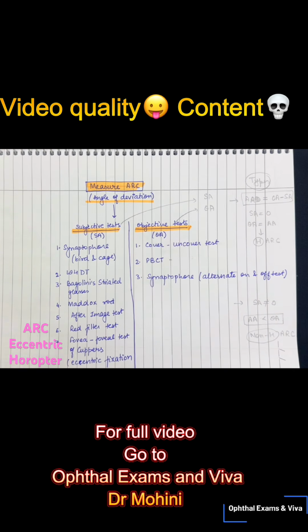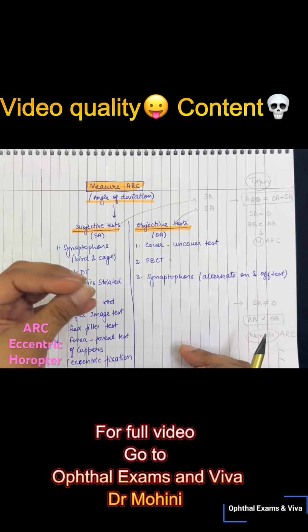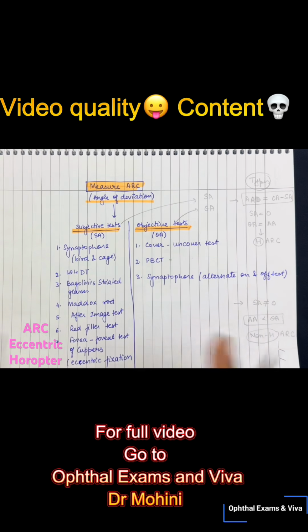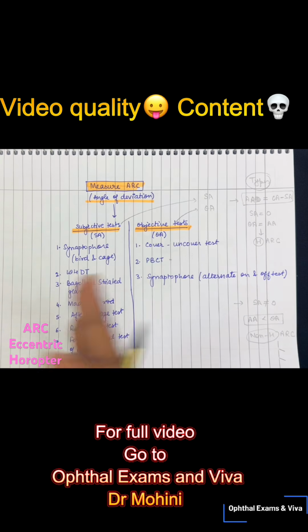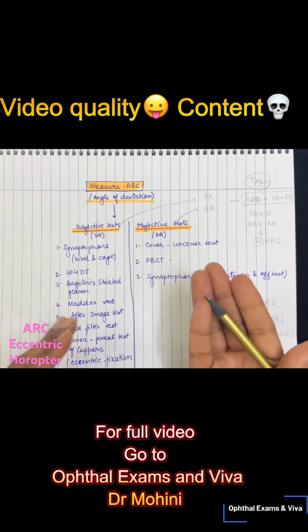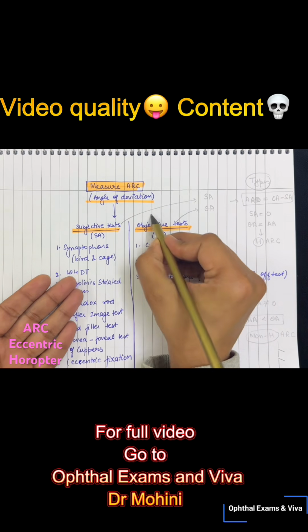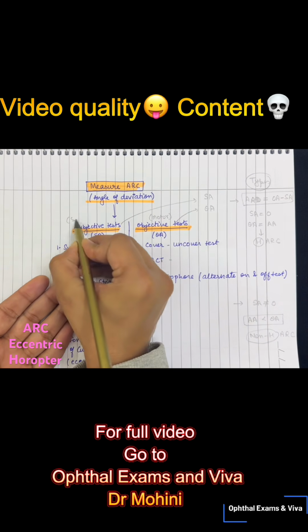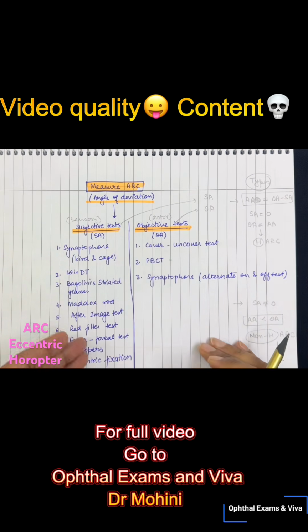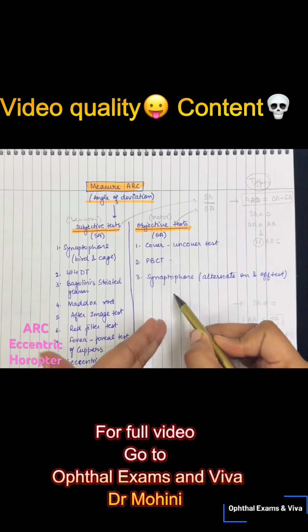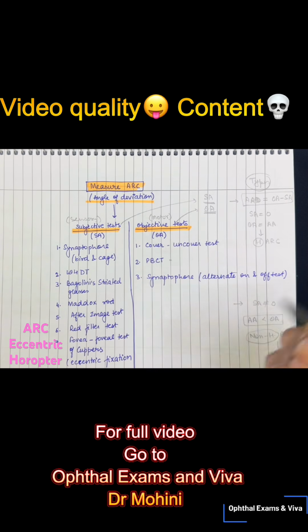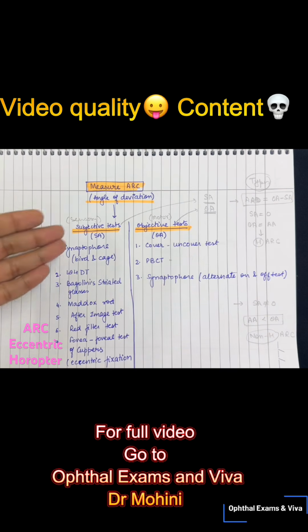Now how do you measure anomalous retinal correspondence? We have already discussed the tests to measure the angle of deviation. We discussed this in a video. If you have not seen that video, please go and watch it for easy understanding of my upcoming videos, right? So we divided it into objective tests and subjective tests, or I should say these are motor tests and these were sensory tests. So with sensory tests you get the subjective angle, and with objective tests you get the objective angle of deviation, right? So these are the subjective tests.